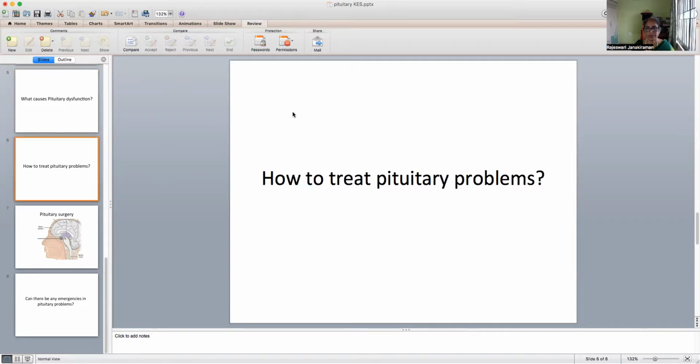So how to treat the pituitary problems? First of all, it should be suspected when they come with particular symptoms. Usually, whichever department they go to, either as a neurologist or eye doctor or a general physician, if the suspicion is there, then they can refer to us. In that case, we have to look at each of the hormones, whether it is deficient or in excess.